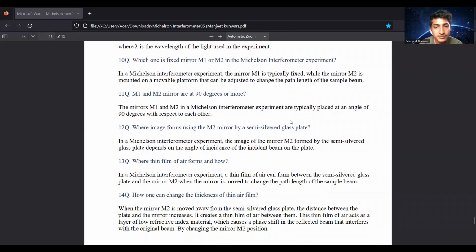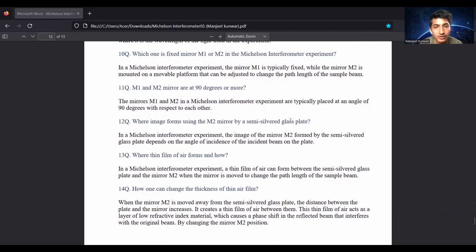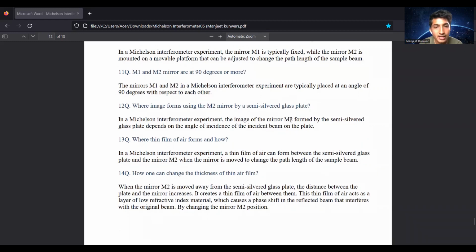In the Michelson interferometer experiment, the image of mirror M2 formed by the semi-silver glass plate depends on the angle of the incident beam on the plate. And 13th question, where does the thin film of air form and how? In the Michelson interferometer experiment, a thin film of air can be formed between the semi-silver glass plate and the mirror M2 when the mirror is moved to change the path length of the same sample beam.